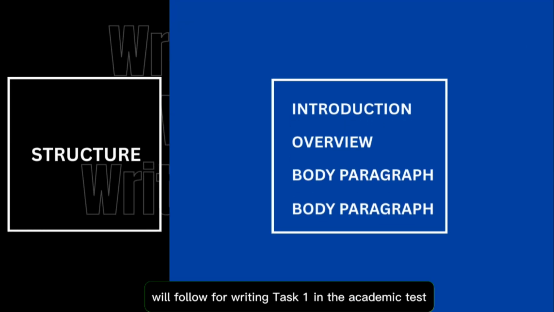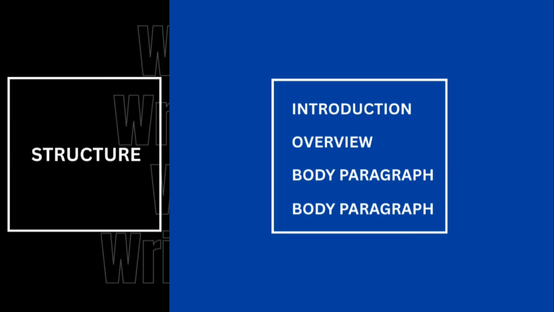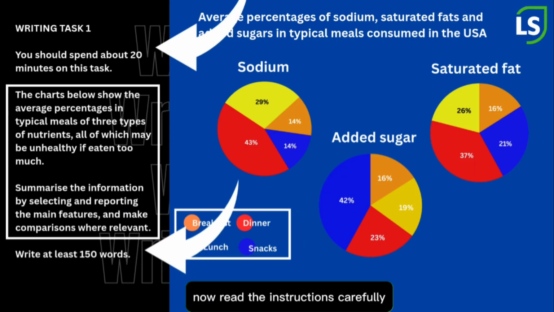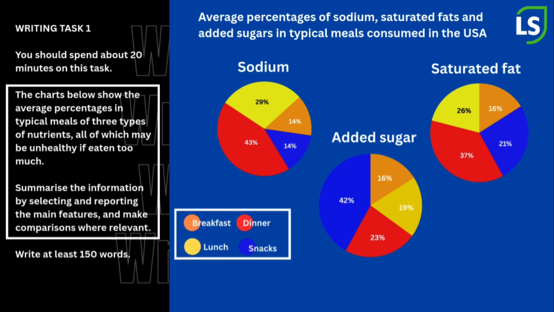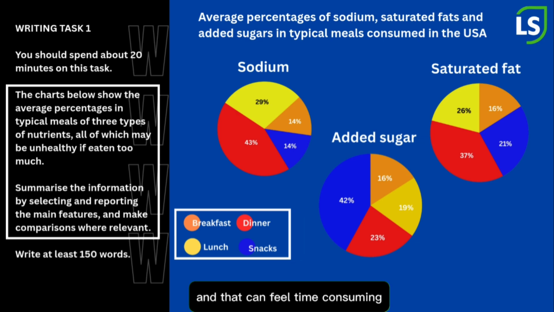Here's the structure we'll follow for writing Task 1 in the academic test. Now, read the instructions carefully and take a closer look at the question. You should aim to spend about 20 minutes on this task. Yes, I know, many of you struggle to finish on time. That's because writing a high-scoring response takes effort. You have to meet all the band descriptors, and that can feel time-consuming. But with regular practice before the exam, you'll definitely improve your time management and write faster, more confidently.